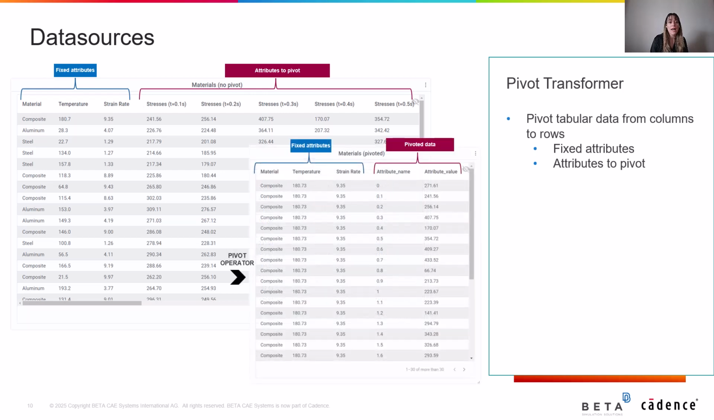Now, what happens after pivoting? For every attribute you pivot, a new object is created. This object includes all the fixed attributes you defined earlier, with two additional attributes: the attribute name, which holds the name of the pivoted attribute, and the attribute value, which stores the value of that pivoted attribute.